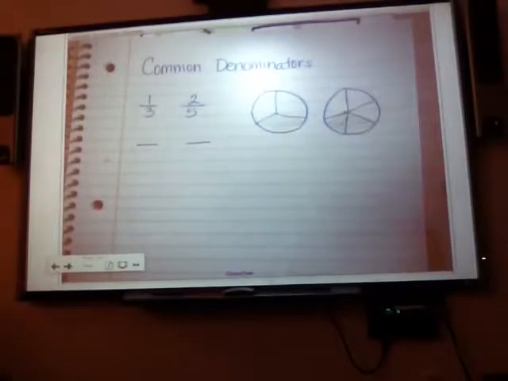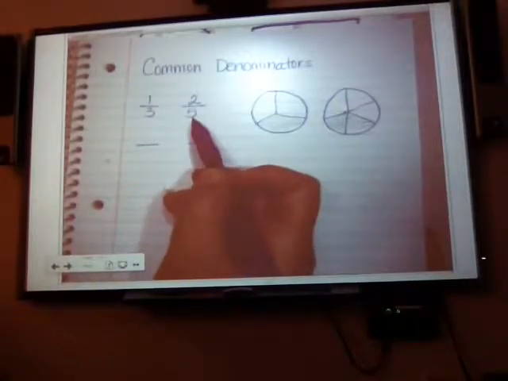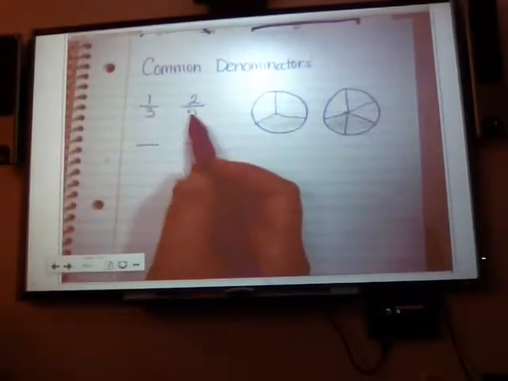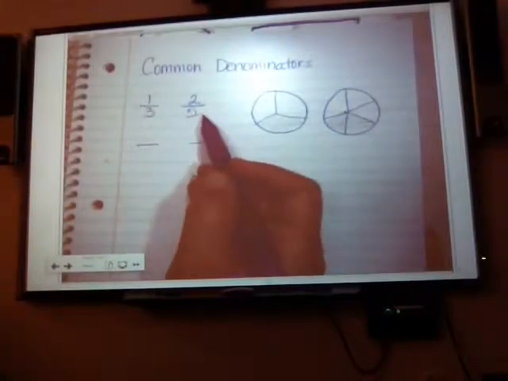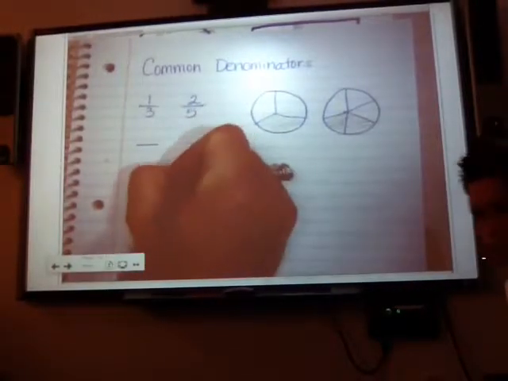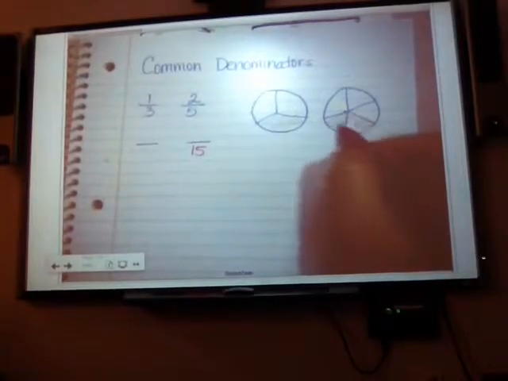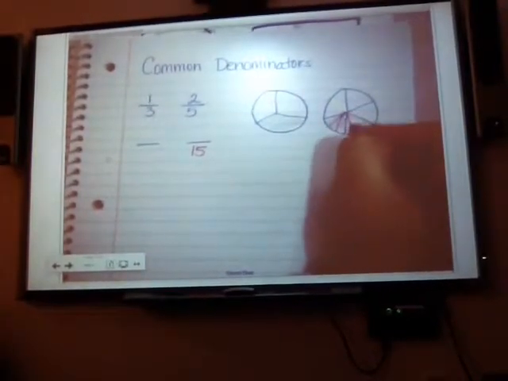Better yet, let me do it this way too. You can ask yourself, can I make my 3 into fifths? No. So then let's go with my fifths and let's go multiples. 5. Can 3 make a 5? No. What about 10? No. 15? Yes. Oh, there we go. So I would change my fifths and I would divide each of these 3 times.